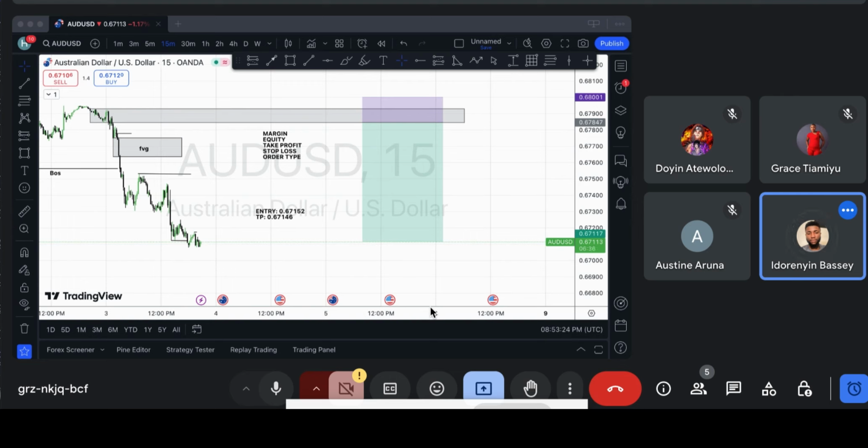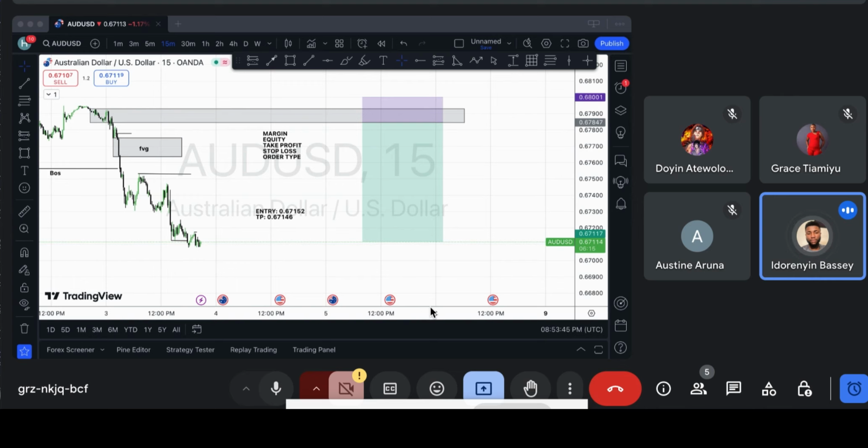So number one, why take profit is very important. Number one is profit lock in. This allows you to secure profit before the market reverses and potentially erase your gains.